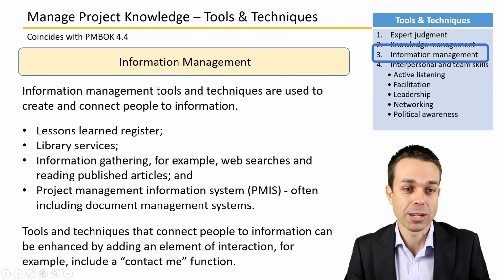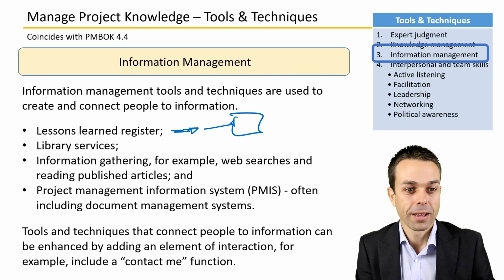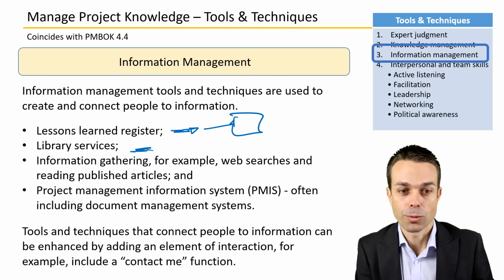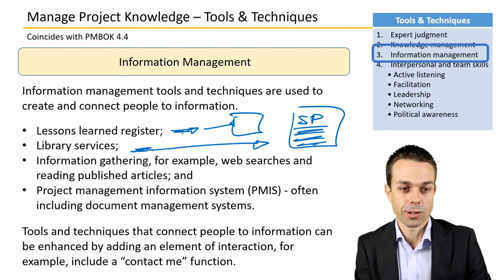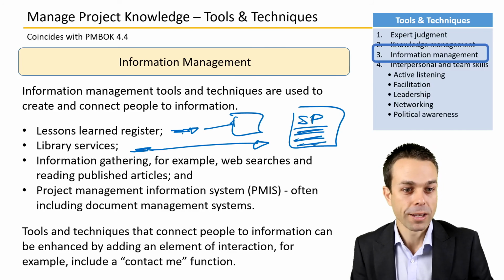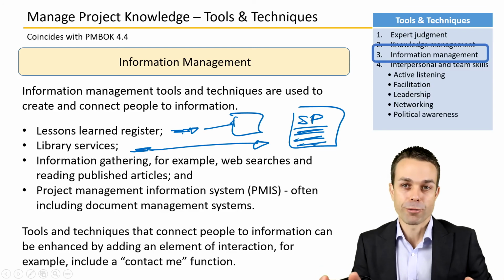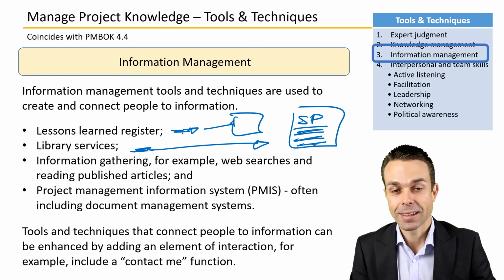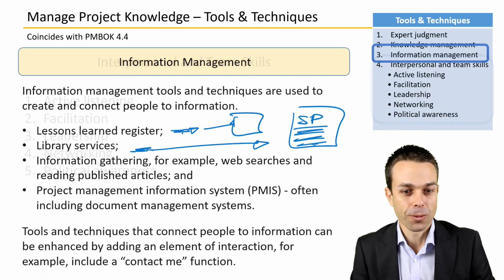And information management is part of it too. So managing that information, we have the lessons learned register where all of our information goes back into, and library services. So it could be a site like SharePoint where all of those lessons go into, similar to our lessons learned register. Information gathering, so web searches or reading articles, and the project management information system. So this is where we're gathering all of the information about our project, how it's tracking, where the activities are up to, and that can feed into our lessons as well.